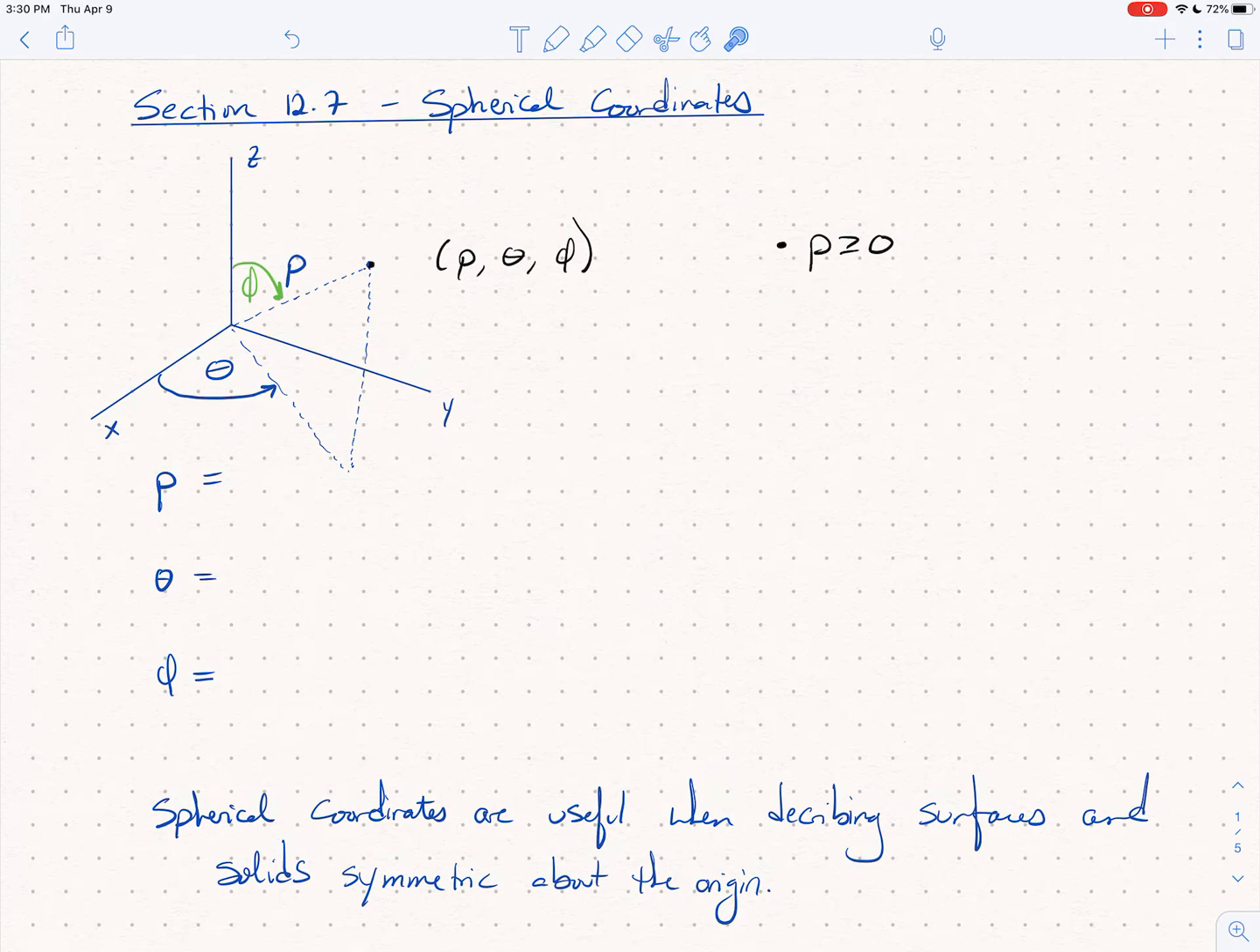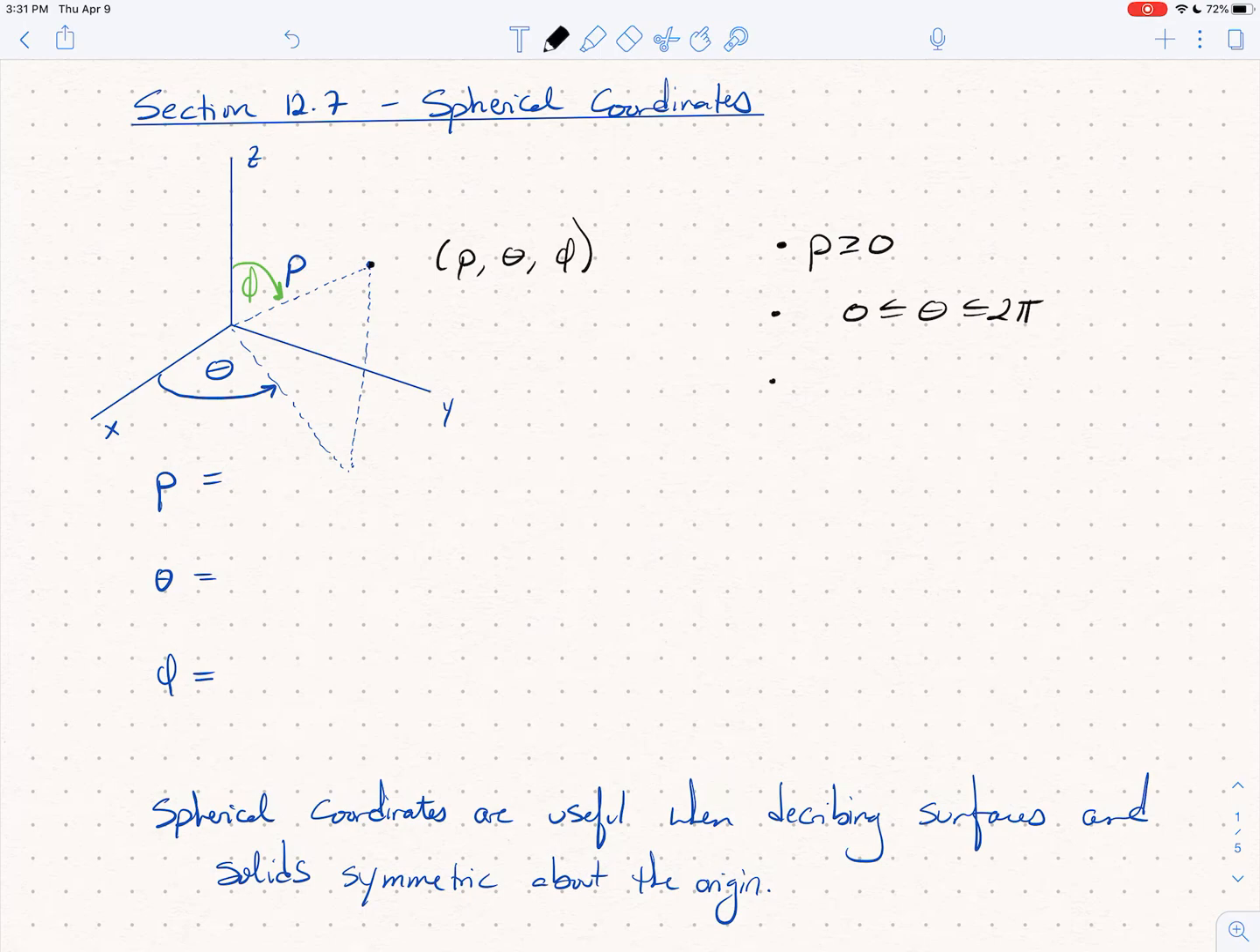Second off, my theta is just like before, and it can swing all the way around from 0 to 2 pi. So your theta can go all the way around just like before. But now the question is, how do I get points in 3 space whose z value is negative? What if I want to get a point down here somewhere? And that's fine, we can do that.